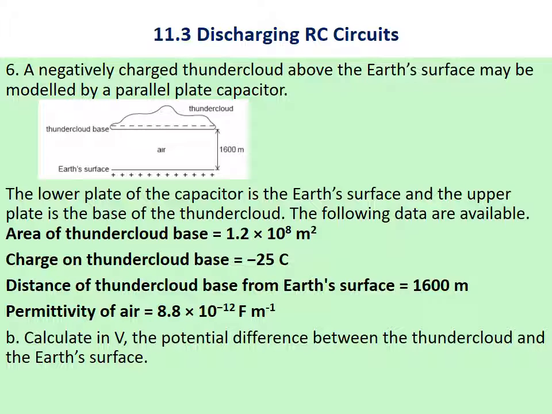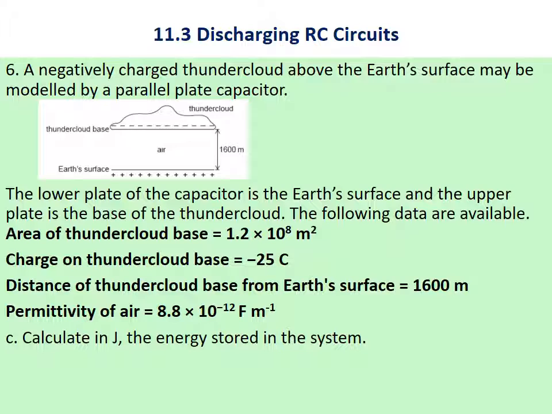So once you have calculated the capacitance, C equals Q over V, and then you have C, you can solve for V. Calculate in joules the energy stored in the system. This is easy. The energy stored is 1/2 C times V squared. You have V from the last problem, you have C from part A, you can solve it.